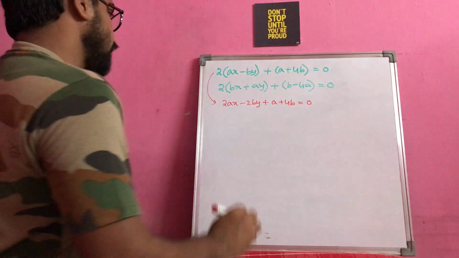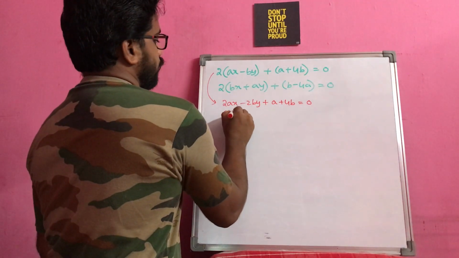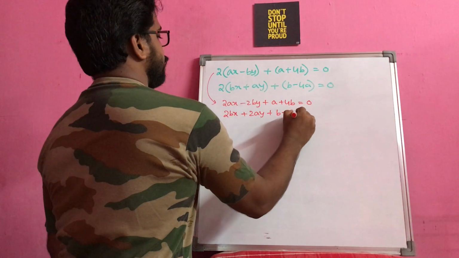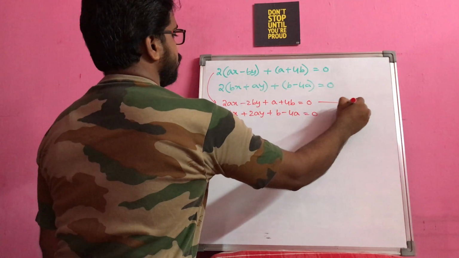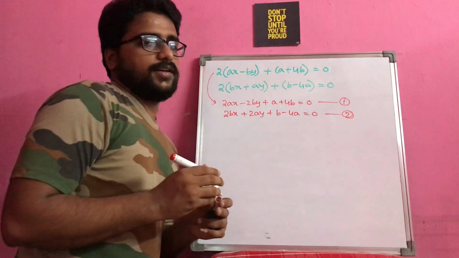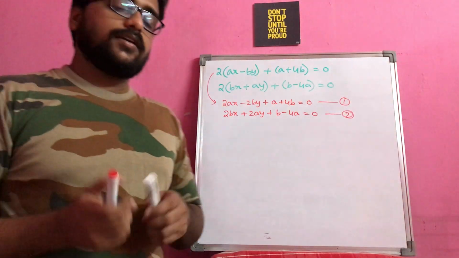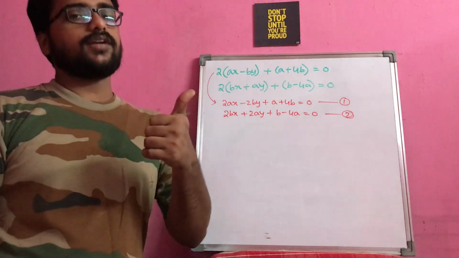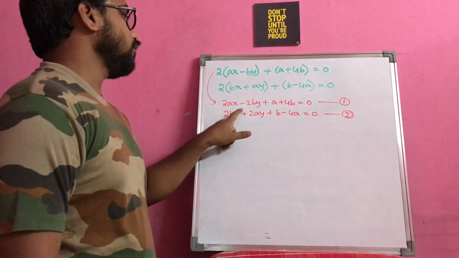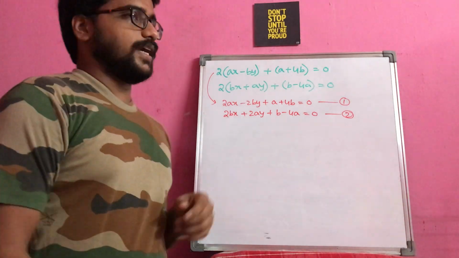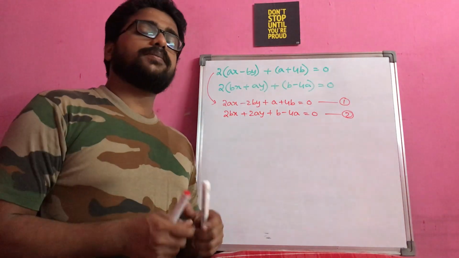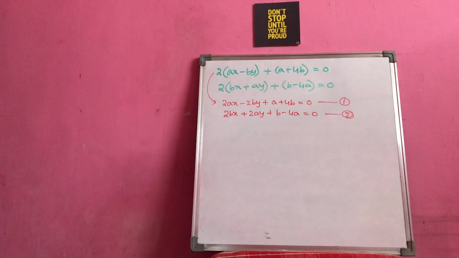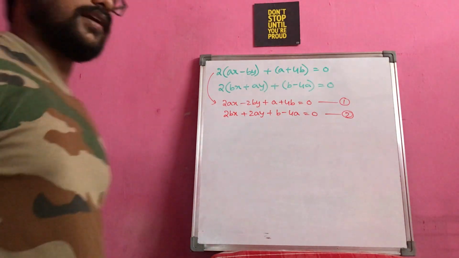I am just taking the second equation also in a similar way: 2bx - 2ay + b - 4a = 0. Let this be the first equation, let this be the second equation. Now the first thing you can think about is where you have different signs. That will be easy for you, because if you identify the different signs, then if you multiply with a suitable factor and just do the addition, that itself will give you the resultant, right?